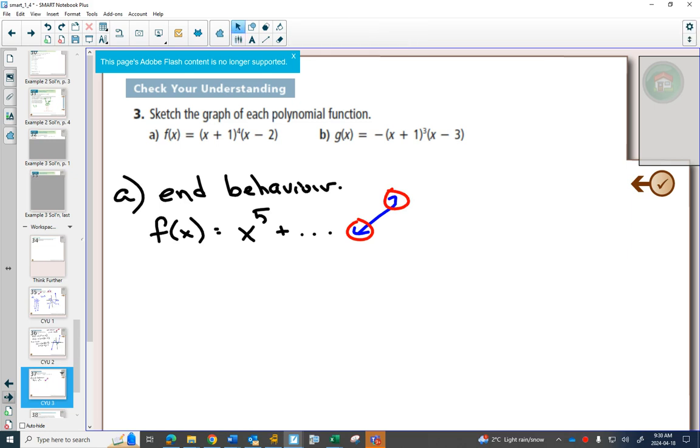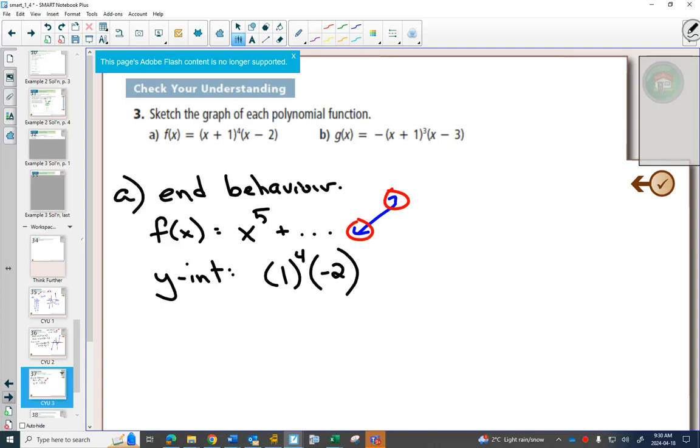The other thing that is a little bit more difficult because it's factored is the y-intercept. You actually have to do a little bit of mental math. If you plug in 0 for x, do you see that you would get 1 to the 4 and then plugging in 0 times negative 2? And that's going to equal negative 2, so our y-intercept is 0, negative 2.